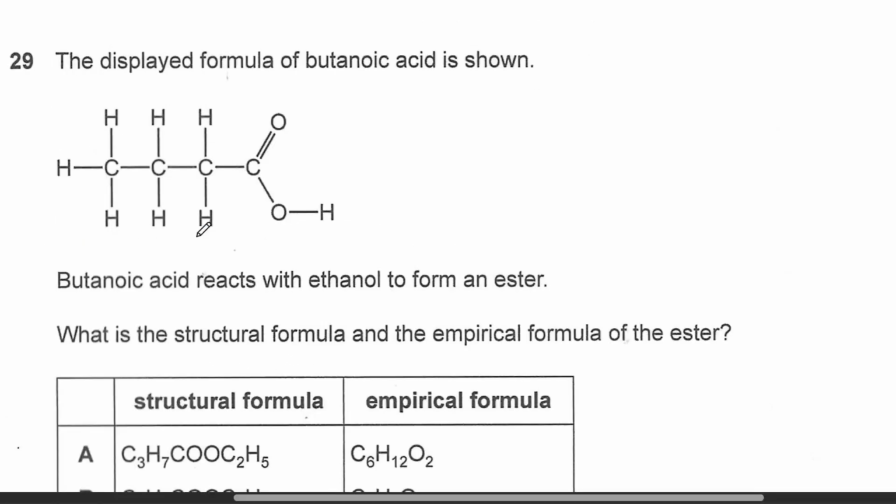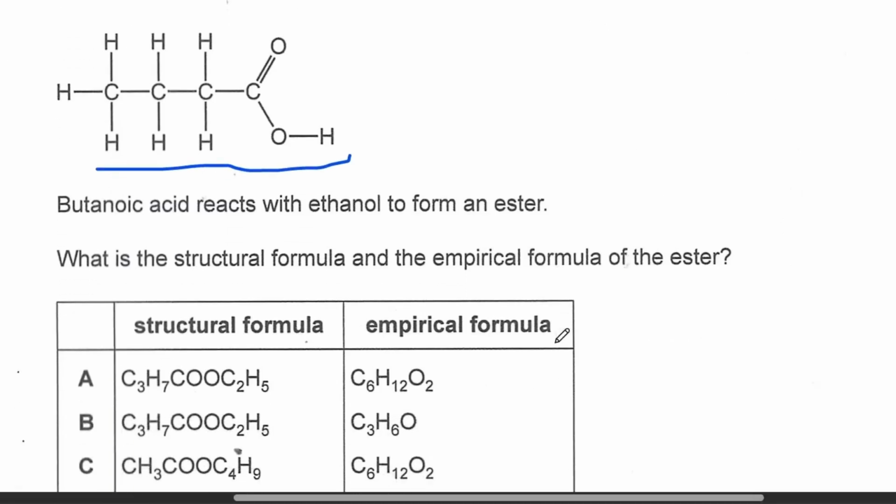Question 29. The display formula of butanoic acid is shown. This is the display formula. Butanoic acid reacts with ethanol to form an ester. What is the structural formula and the empirical formula of the ester? So that means we have to get the ester first before we now get the structural formula and then the empirical formula. So here we are told that butanoic acid, which is this, will react with ethanol.